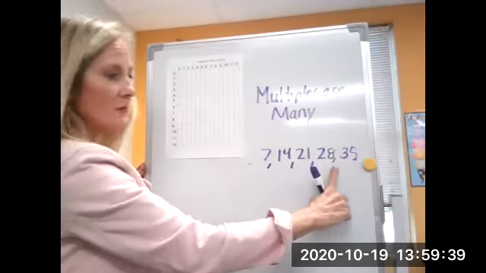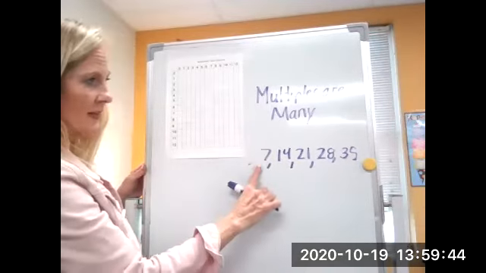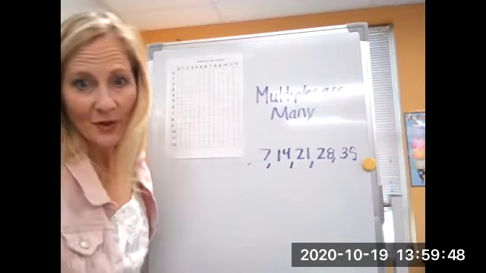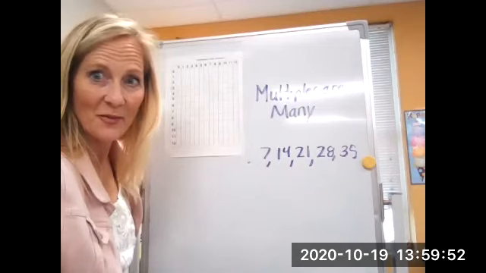And when I write my multiples, I make sure I have a comma in between them just to separate them so you don't think that says 714, right? So remember, multiples are many. That's going to come back to help us tomorrow when we talk about factors.